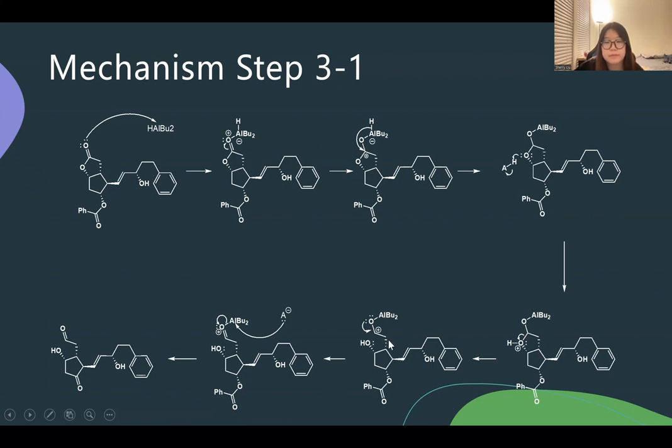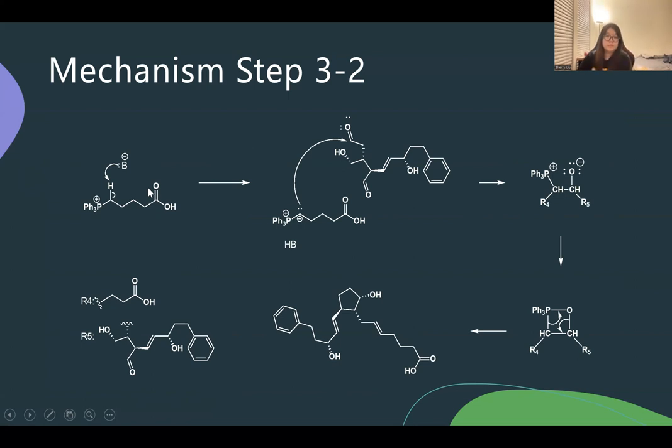So we can see from the starting material in this step, the stereochemistry is preserved in both carbons, so that the OH group and the aldehyde group in the end still have the stereochemistry that we need.